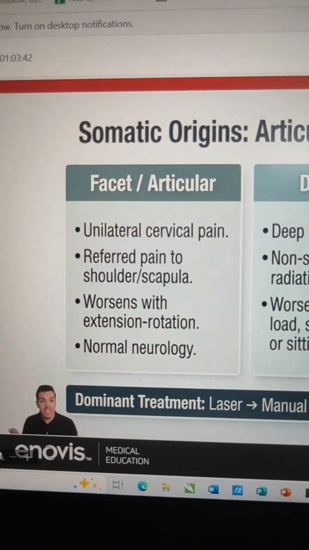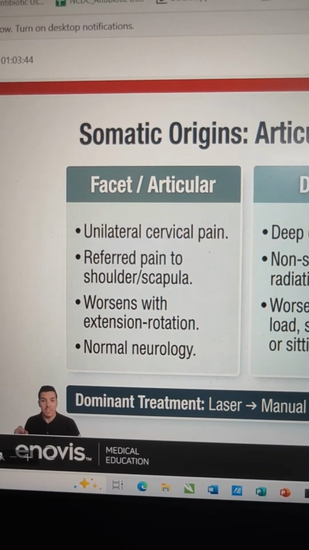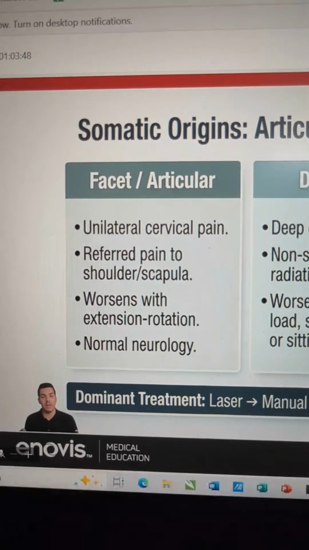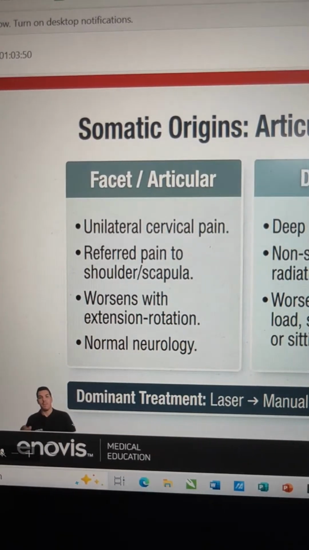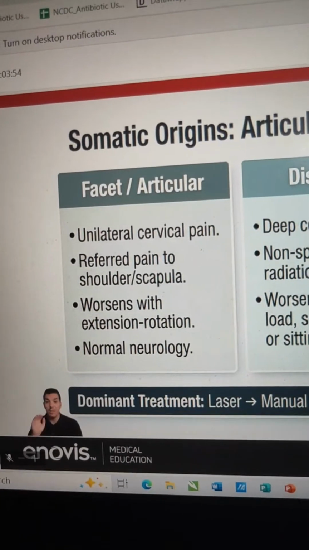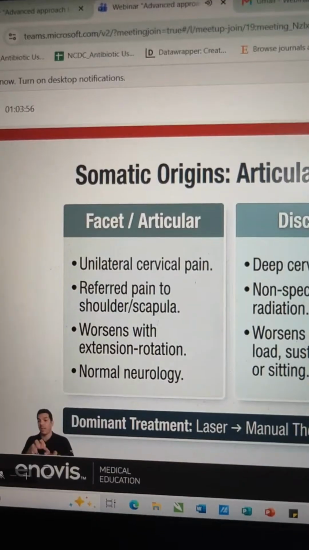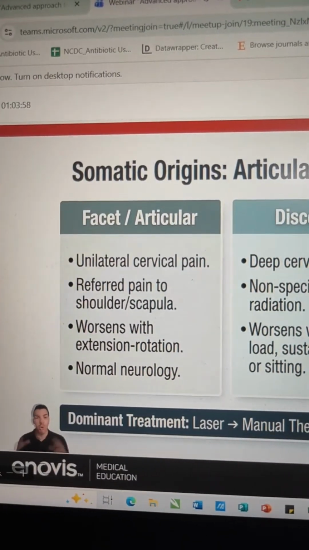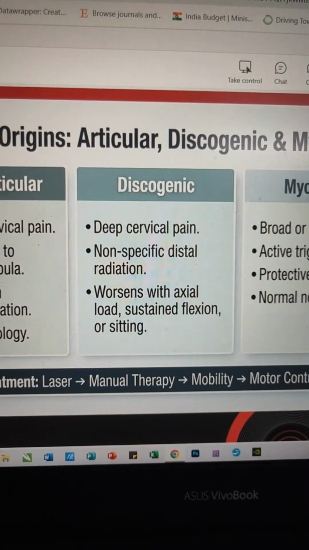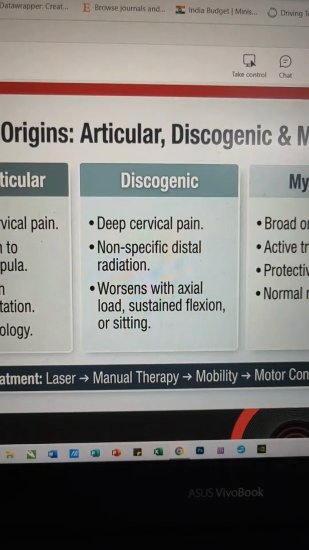In the discogenic pattern, it may present as deep neck pain accompanied by a distal radiation, but less specific. It can increase, in this case, with axial loading, that is compression, sustained flexion, because the disc protrudes, or with prolonged maintained positions, such as sitting for a long time, the so-called computer worker or office worker syndrome.